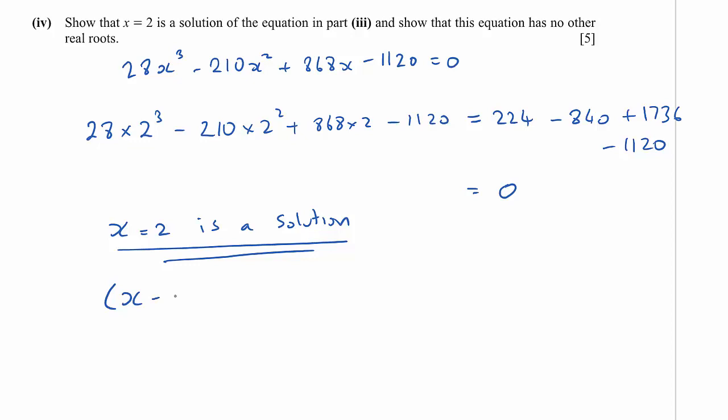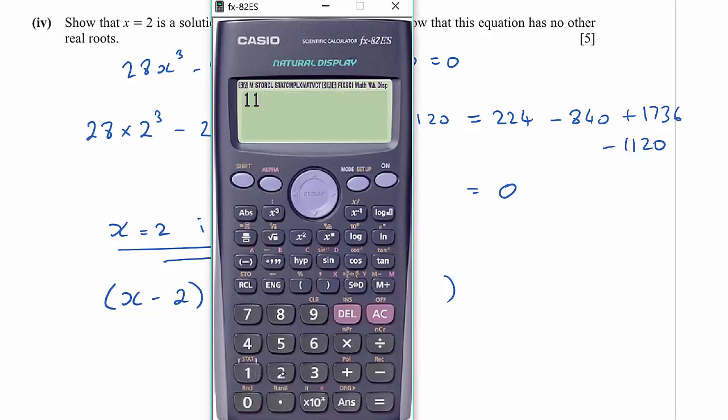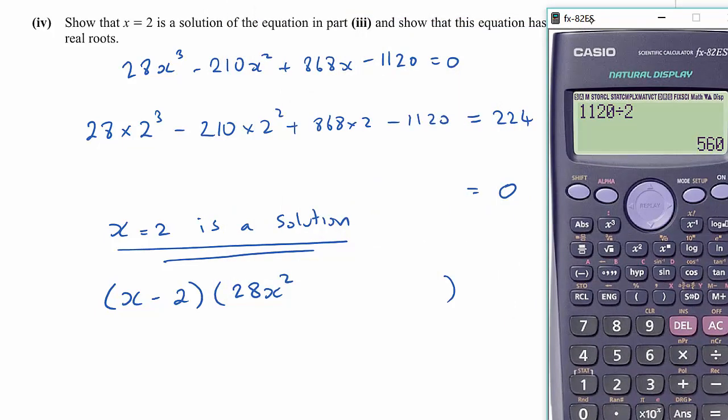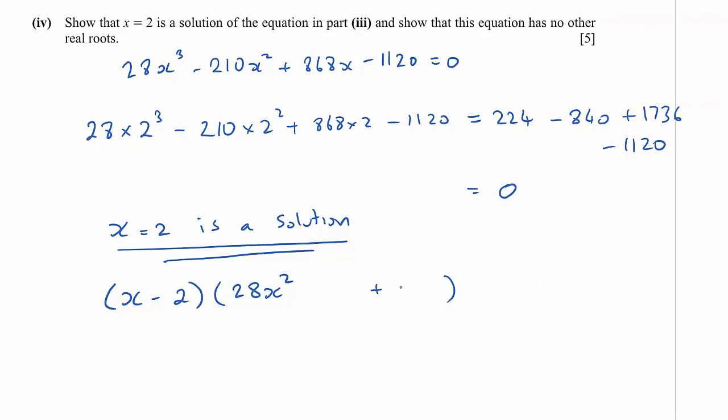So, well, if we've got x minus 2, then we'll get a quadratic here, and that must start 28x squared in order to get 28x cubed. And 1120 divided by 2 is 560. So this end must be plus 560 in order to get the minus 1120, and then we don't know what's in the middle.